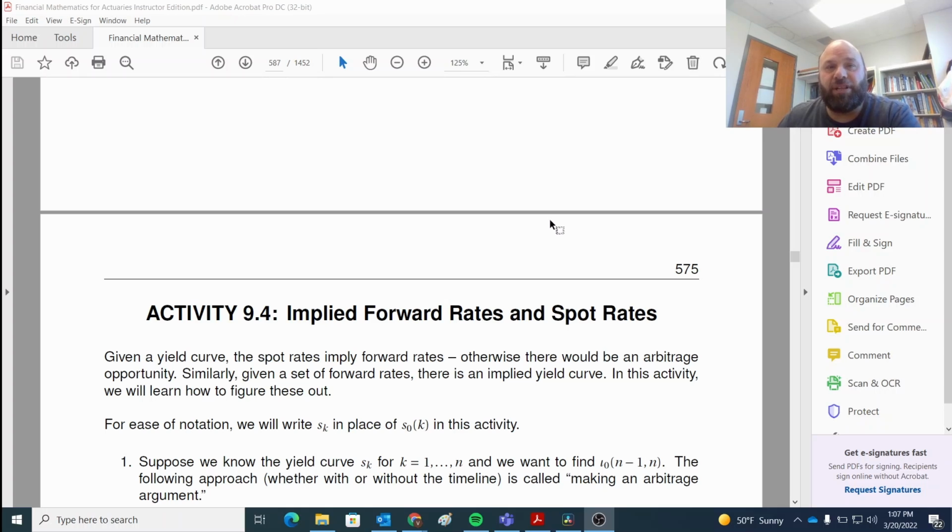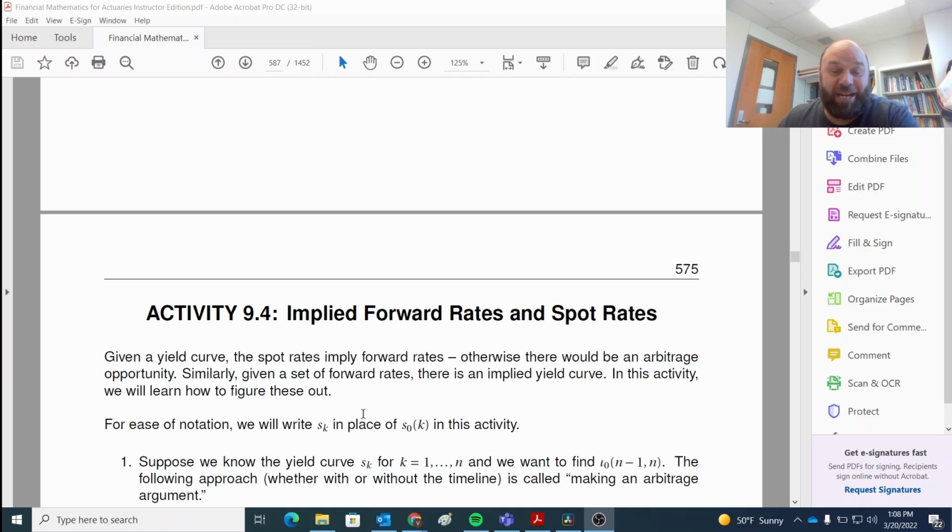They're related, and basically it's because of arbitrage. If you know all the spot rates, you can get all the forward rates that are implied by the spot rates, and there's an arbitrage argument for that, and vice versa. So let's dive in. This is one of my favorite parts of the course. It's very intuitive, it's simple, and the only reason there are so many videos for this activity is because it's a longer activity, because there's a lot we can do with it. So let's dive right in.